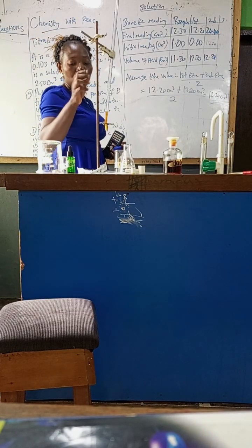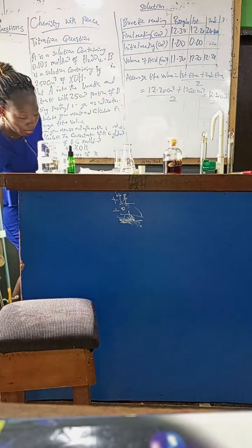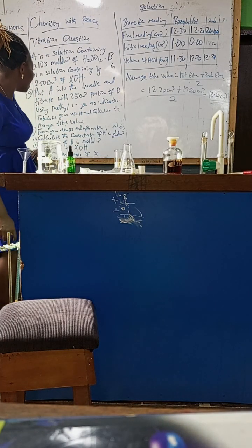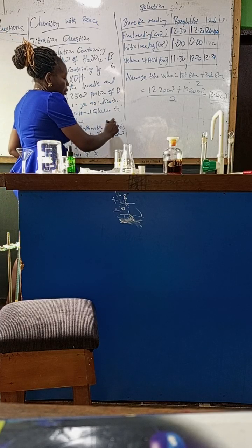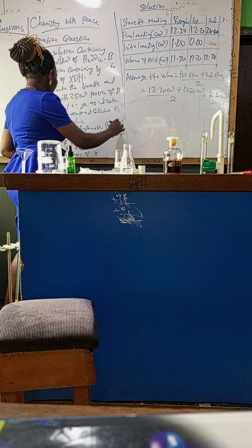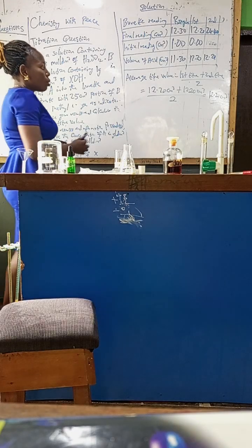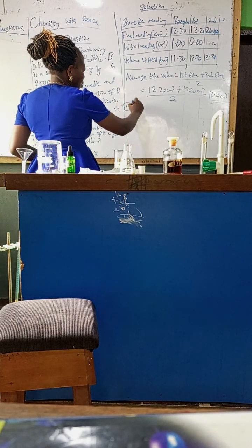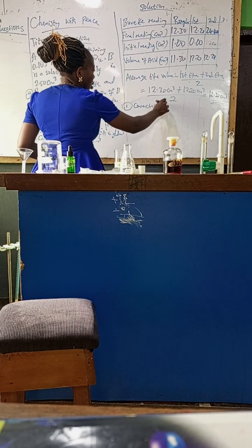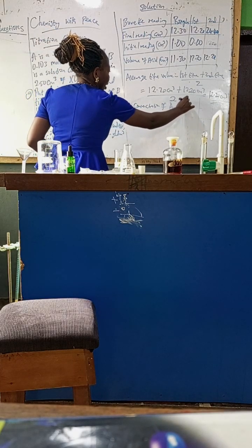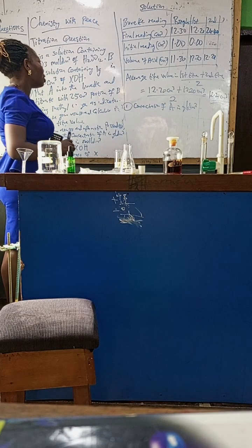Then now we are going into the question that follows this. The first question said, from the results and information provided, calculate the concentration of A in gram per dm cube. So for the first one, we are asked to find the concentration of A in gram per dm cube, and that is mass concentration.